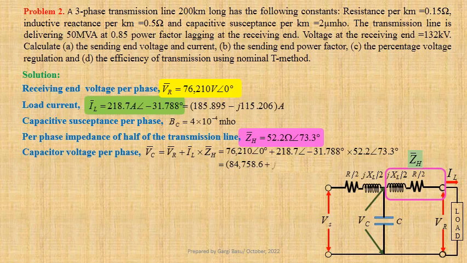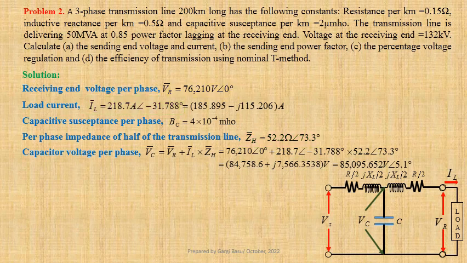84,758.6 plus j times 7,566.3538 volt. This may be expressed in polar form as 85,095.652 volt at an angle 5.1 degree. Let us now determine capacitor charging current. IC equals VC into j times BC.